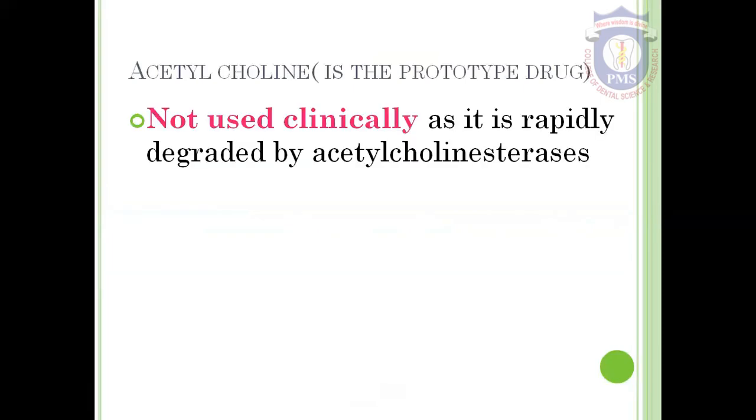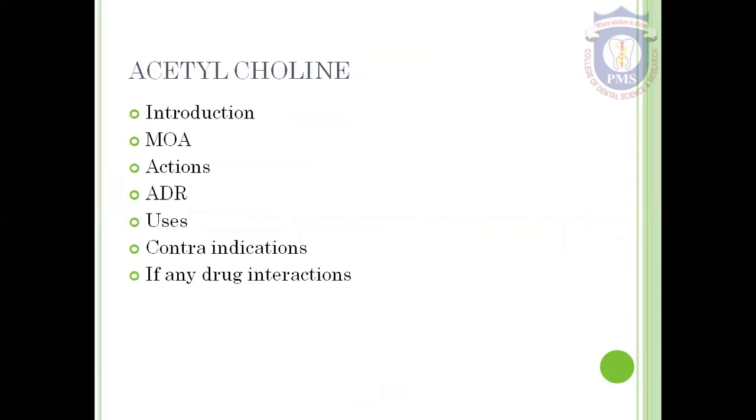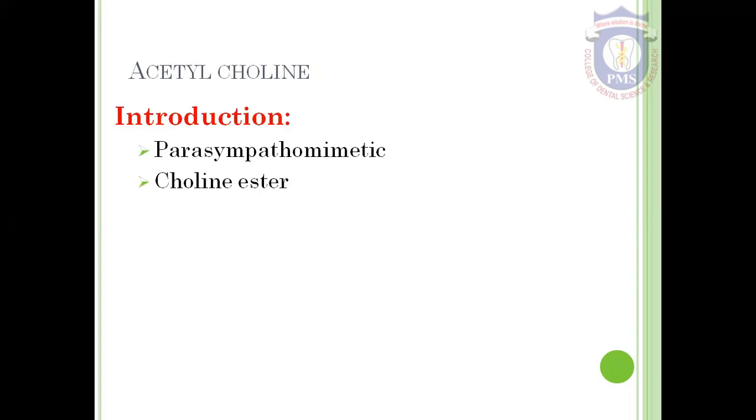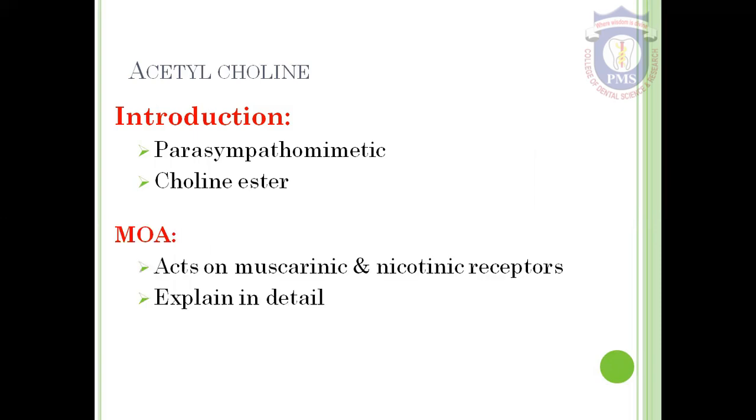Acetylcholine is the prototype drug, but it is not clinically used because it is rapidly degraded by the enzyme acetylcholinesterase. We have to study the introduction of acetylcholine, mechanism of action, pharmacological actions, adverse drug reactions, uses, contraindications, and common drug interactions. It is a parasympathomimetic drug and it is a choline ester. The mechanism of action of acetylcholine is that it acts on both muscarinic and nicotinic receptors and produces cholinergic effects.